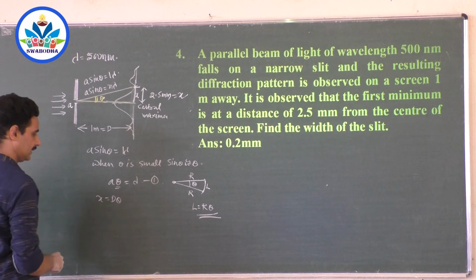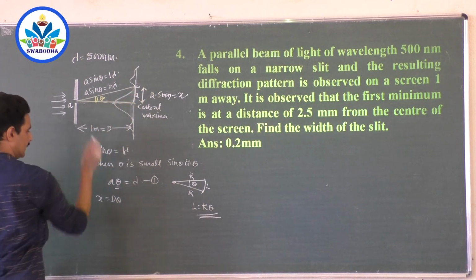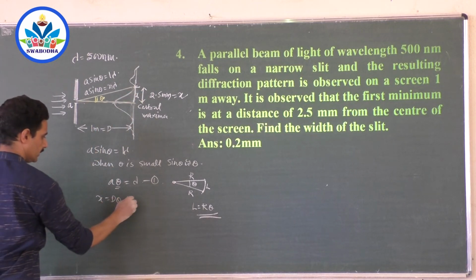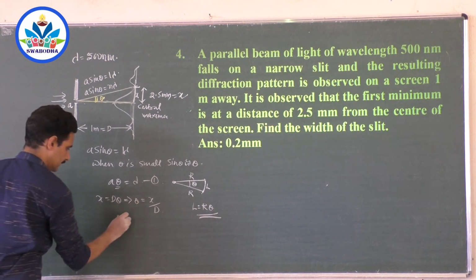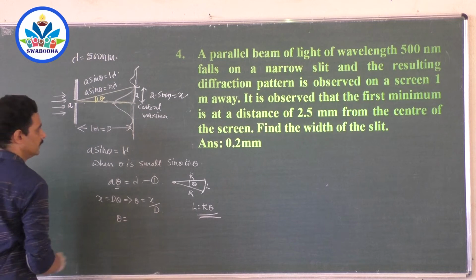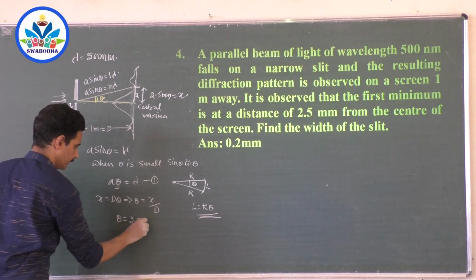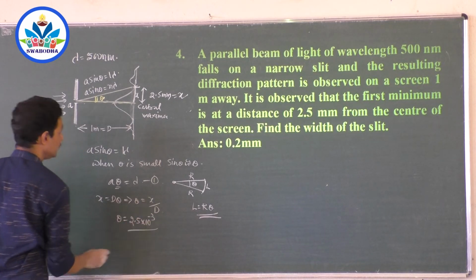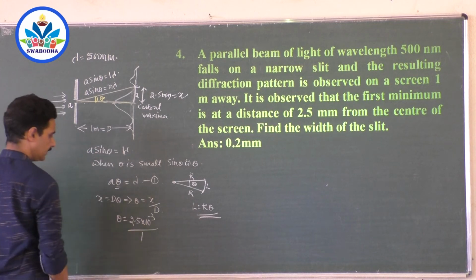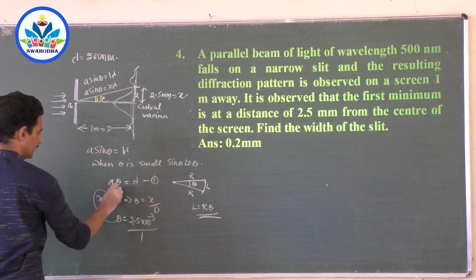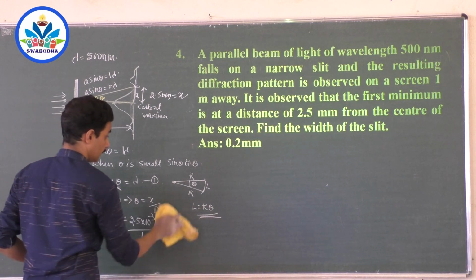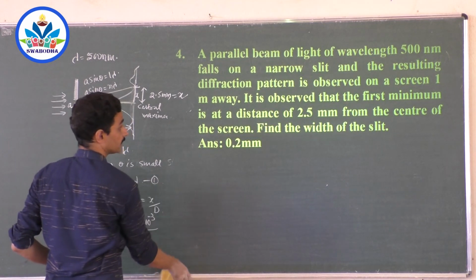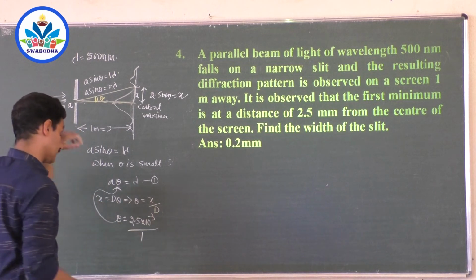I want to get theta here. x equal to d theta. You can get theta because theta is x by d. x is given, d is given. Theta is equal to, x is 2.5 millimeter and d is 1 meter, right? So substitute this theta here, you will get a. So what is the answer? What is the question here? What is the wavelength of light, right? Find the width of the slit, sorry.